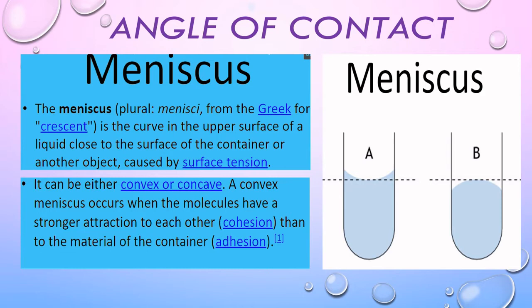And in the second case, in case of the convex meniscus, the force of attraction between the molecules of the same substance is more. That means the force of cohesion is more as compared to the force of adhesion. That is why the molecules of the liquid are trying to acquire the minimum surface area and are closely packed. So that is why in the first case the meniscus formed is concave, and in the second case the meniscus formed on the upper surface of the liquid is convex.